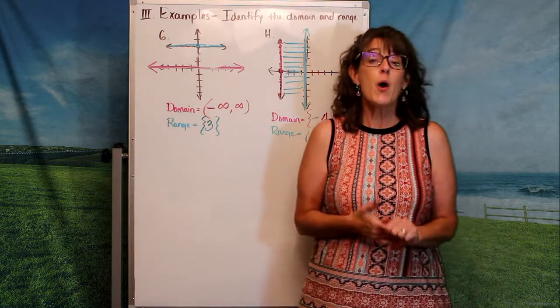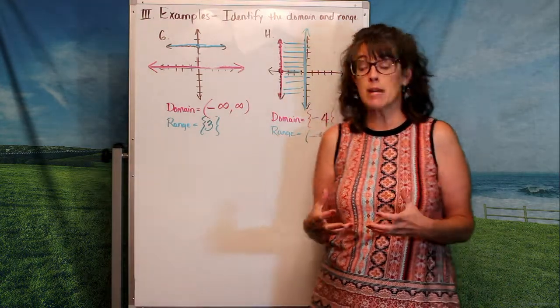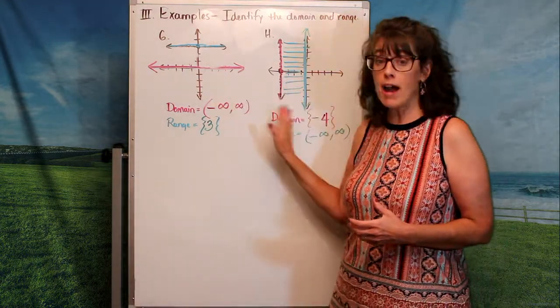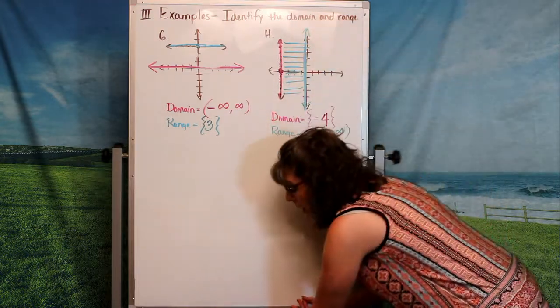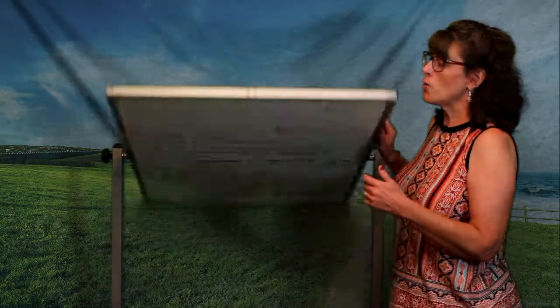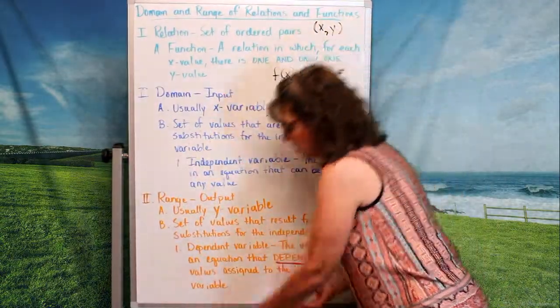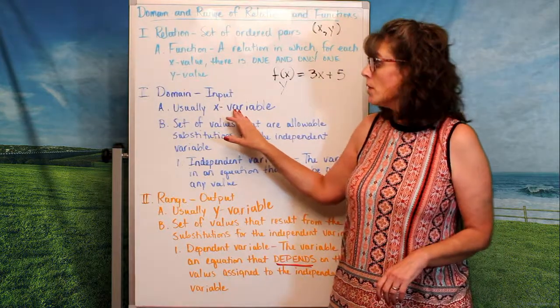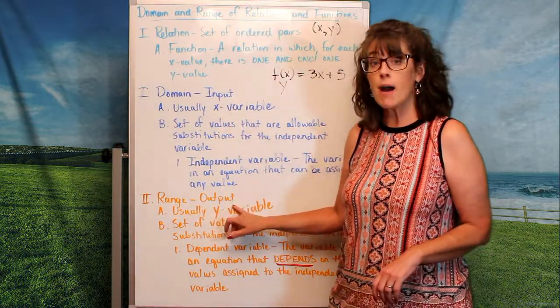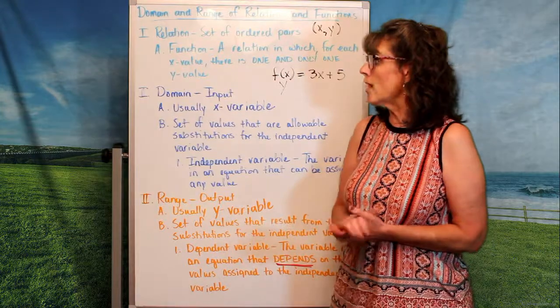So, I hope that helps you with the idea of domain and range. Whether you have a graph, whether you have a list of ordered pairs, or any of that, domain is always going to be your input. Therefore, domain is going to be typically your x variable. Range is always going to be your output, typically going to be your y variable.